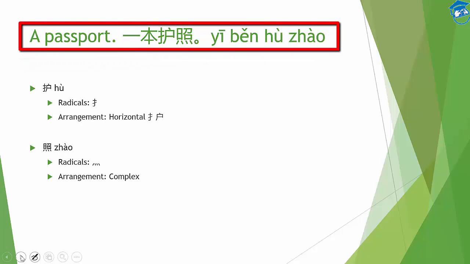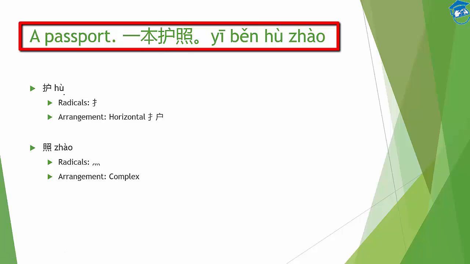And as I said, the word 本 can be used for other book-like stuff. The other example here is a passport. So when we say a passport, we say 一本护照. Okay, so here are the two new words.